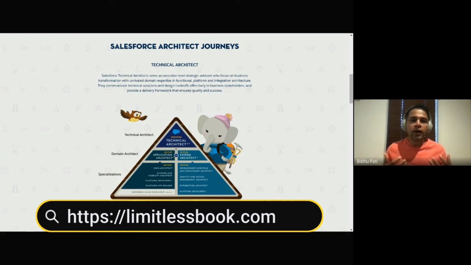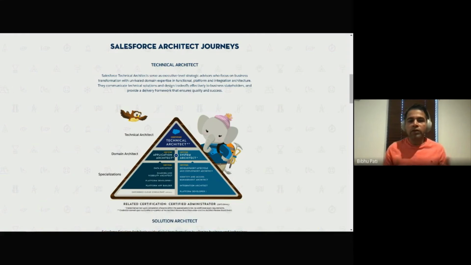That's something I've been doing for I don't know how long. There are hardly any days when I don't do some Trailheads or read something about Salesforce. And that comes from your passion, whether you are really passionate about what you're doing and what you're learning.